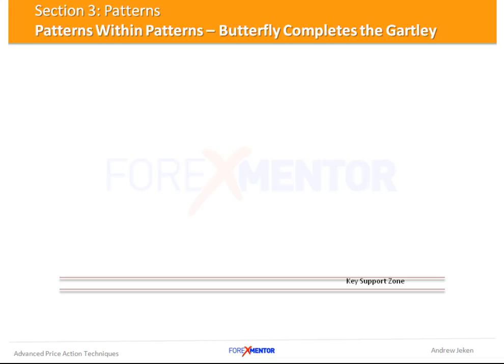Let's now have a look at our second patterns within patterns. This is the butterfly completing the Gartley pattern. Once again, we've identified our key level of higher time frame support from a daily or 4-hour chart. Price drives down into our key level of support, and we can see the bids come into the market, driving price aggressively off our level.